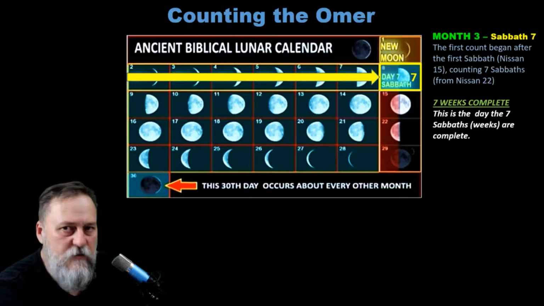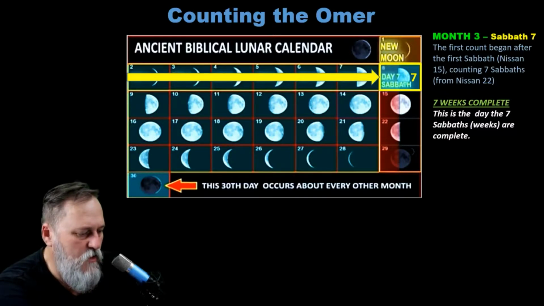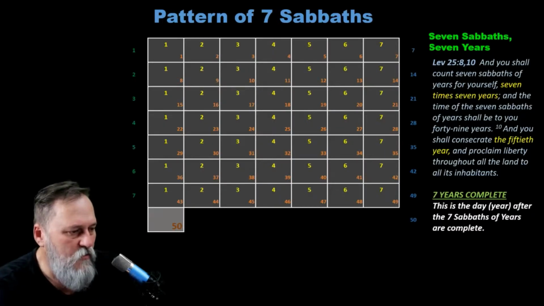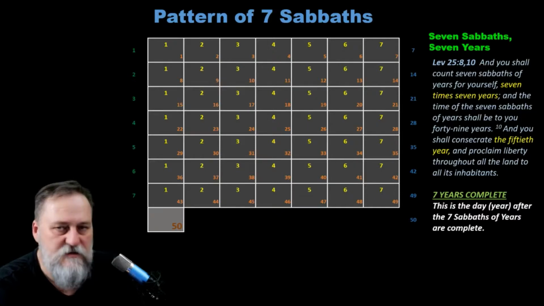Now we get confirmation about this pattern, and it's slightly different to what I taught last year. And when I saw the commandment about Jubilee, we have 7 Sabbaths of 7 years.